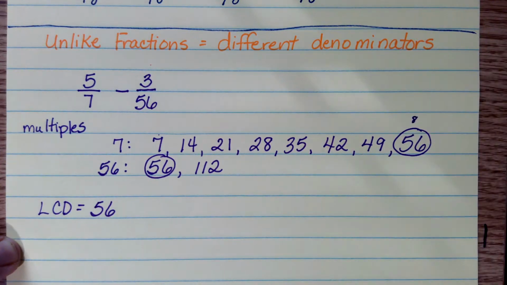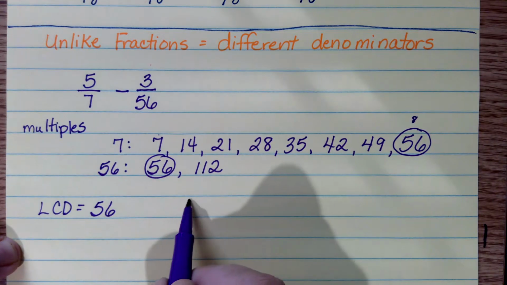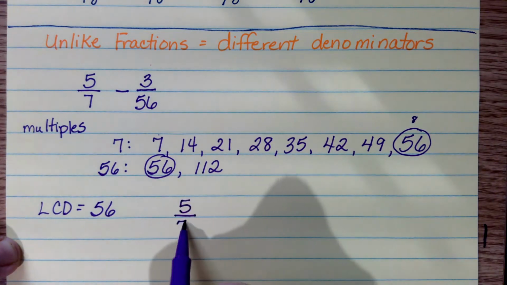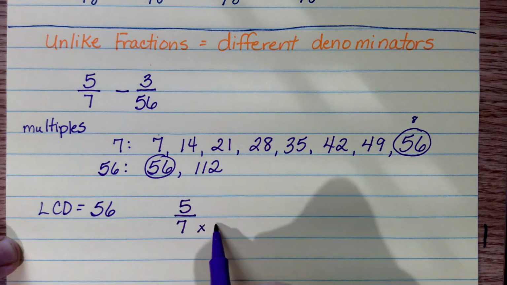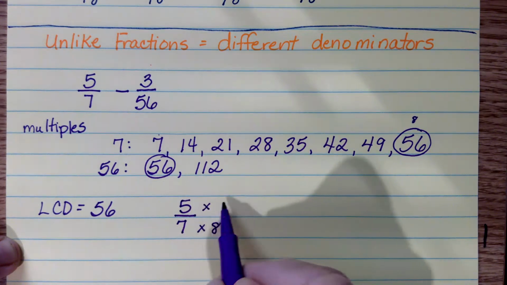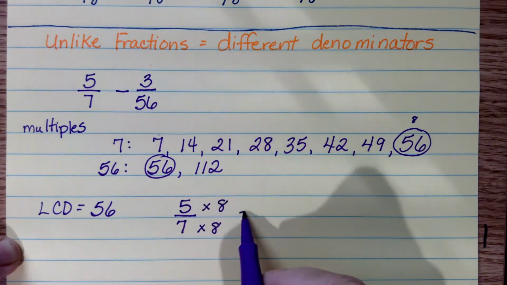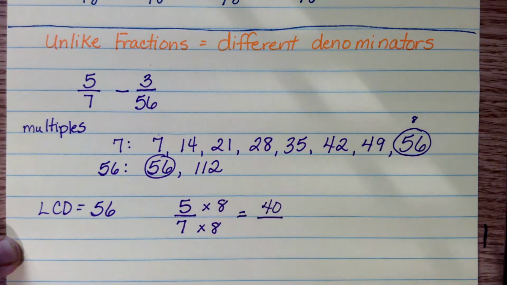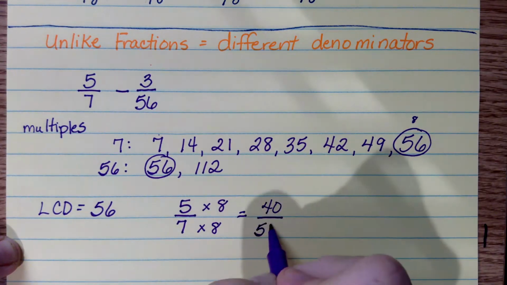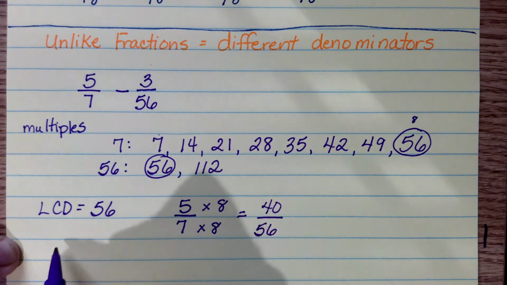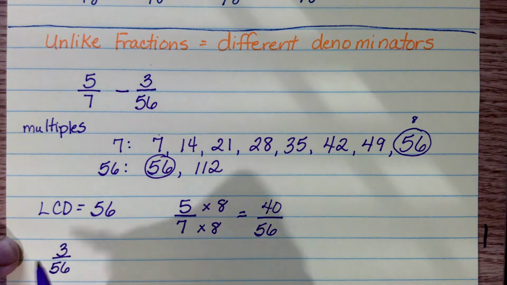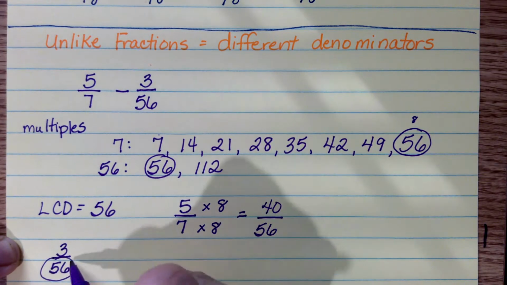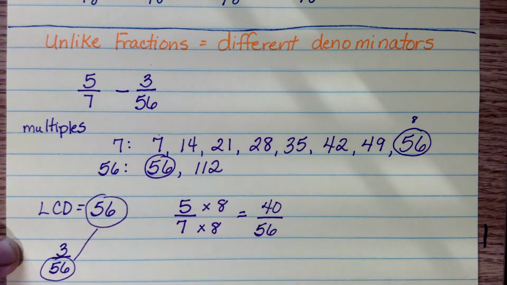Whatever we do to the bottom half, we have to do to the top. So whatever we do to the bottom of our fraction, we have to do to the top of our fraction. So if we're going to multiply 7 times 8, we also have to multiply 5 times 8. 5 times 8 is 40, and 7 times 8 is 56. Because 3/56 already has 56 as a denominator, we don't have to do anything with it because all we'd have to do is multiply by 1, and that doesn't help us at all.